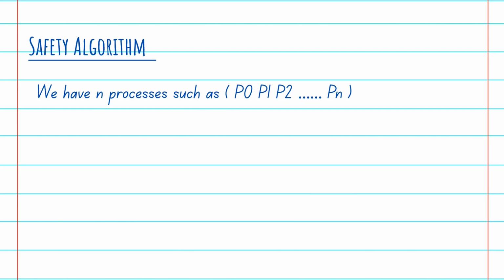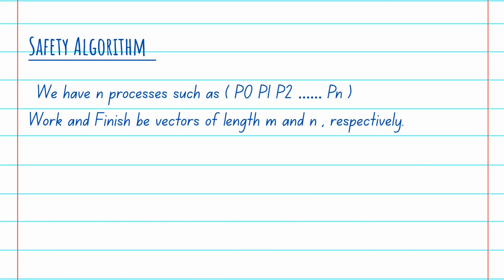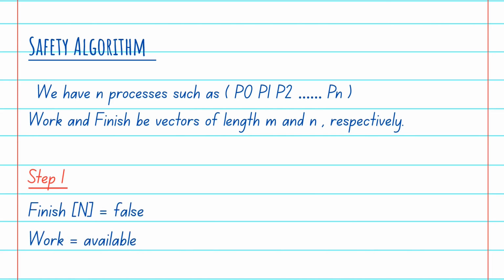As I said earlier, the safety algorithm is used to check whether the system is in a safe state or in an unsafe state, right? There are four steps in this algorithm. Suppose we have n processes such as P0, P1, P2 to Pn, and let Work and Finish be vectors of length m and n respectively. So in step 1, we set Finish[i] equal to false and Work equal to Available.